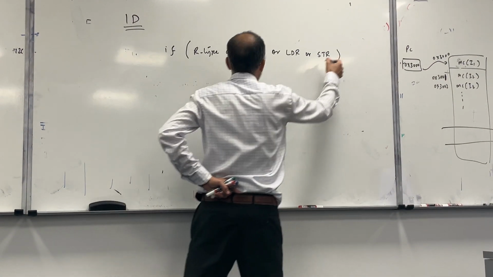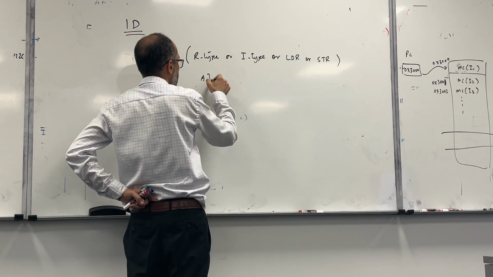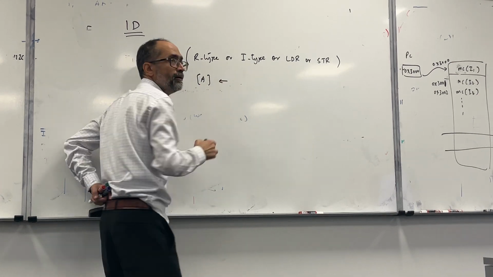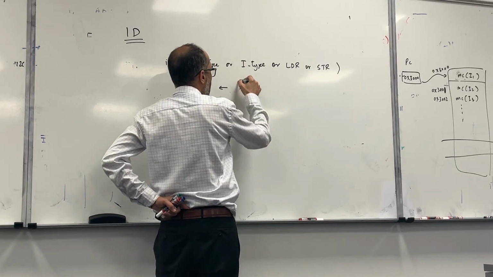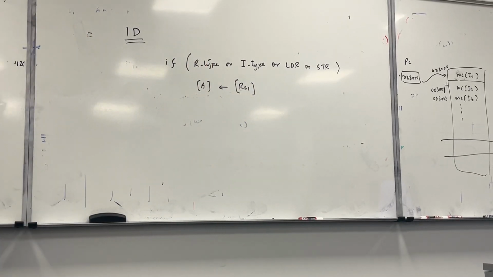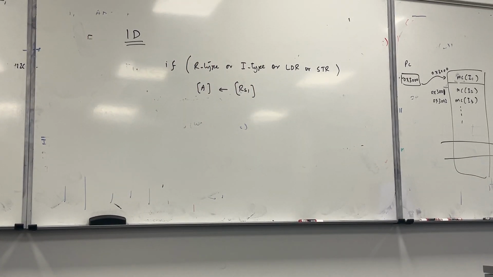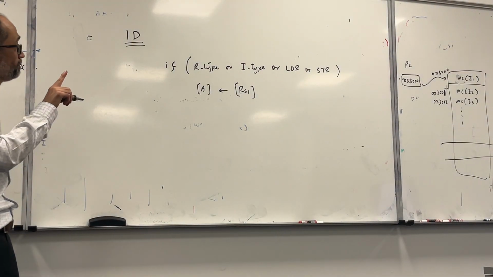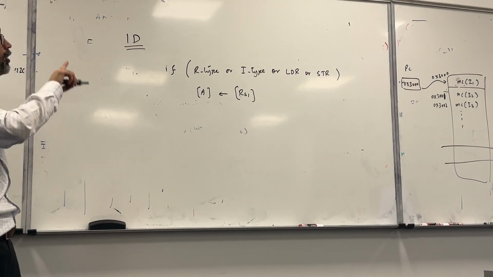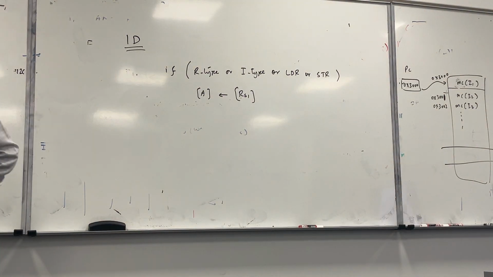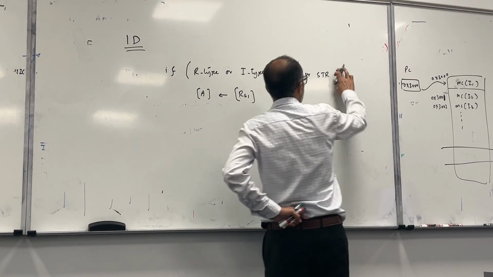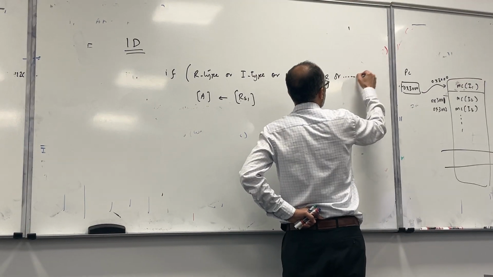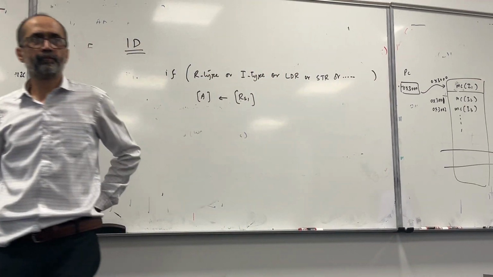Okay, if all these things, what will be the value of A? Tell me. Yes, it will be the content of RS1. Am I right or not? Any question? If R type or I type or LDR or STR, you can search for any instruction. There may be some instruction that I didn't go over. Any question?